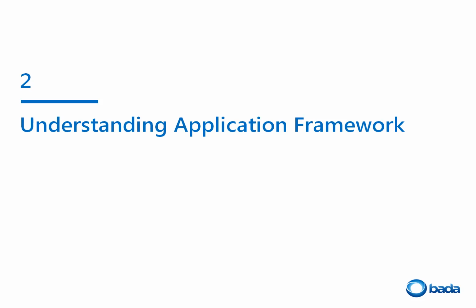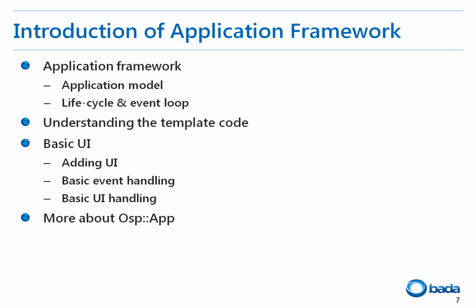We have now had a look at the bada namespaces and privilege levels and are gearing up to learn more about how to create a bada application. We'll now learn more about the application framework. To create your first bada application, you need to know about the application framework, the application model, the application life cycle, the template code that gets created while creating the project using the wizard, adding a user interface, event handling, and the OSP app namespace.